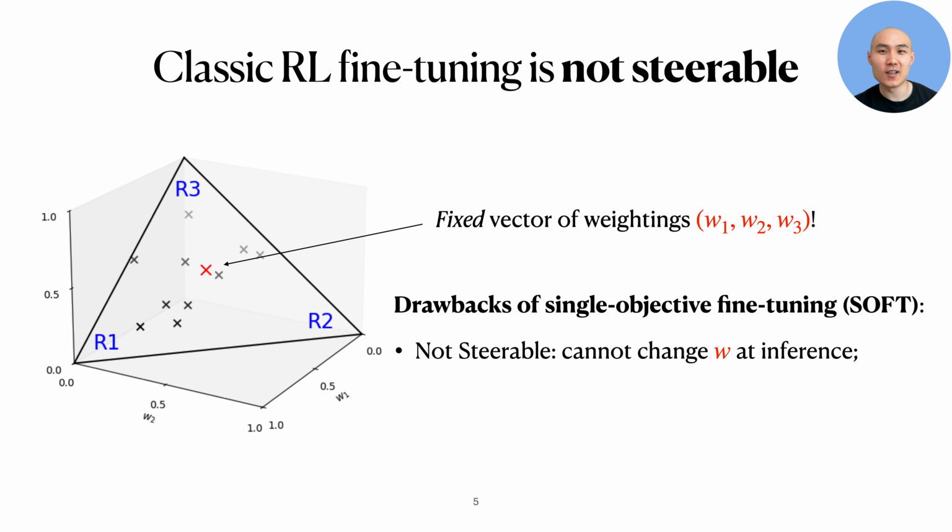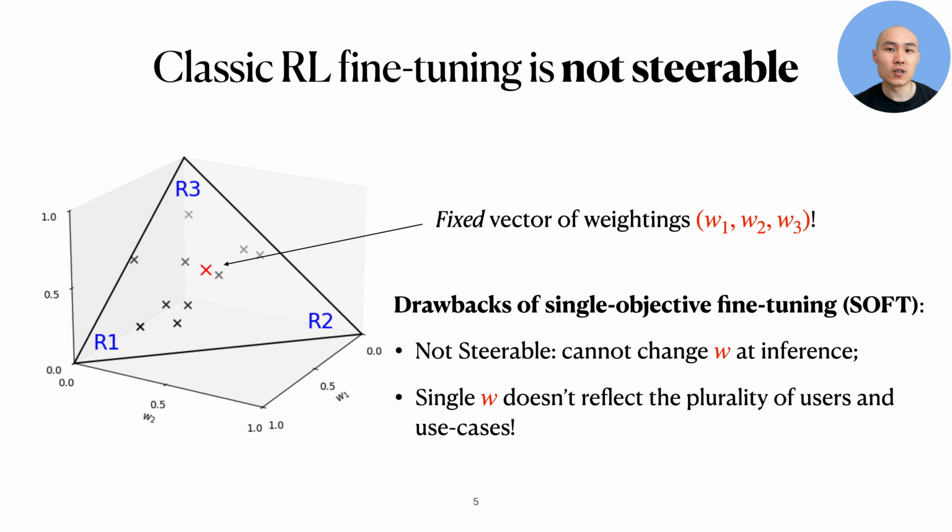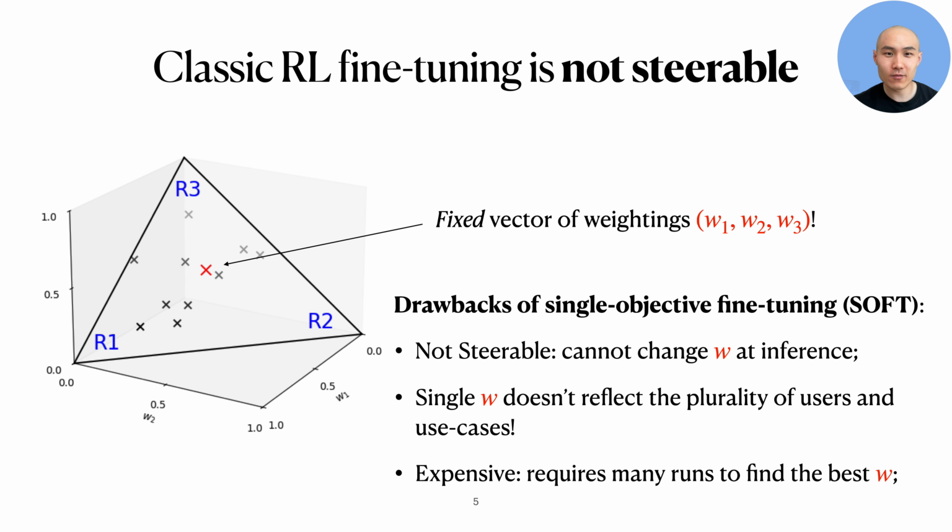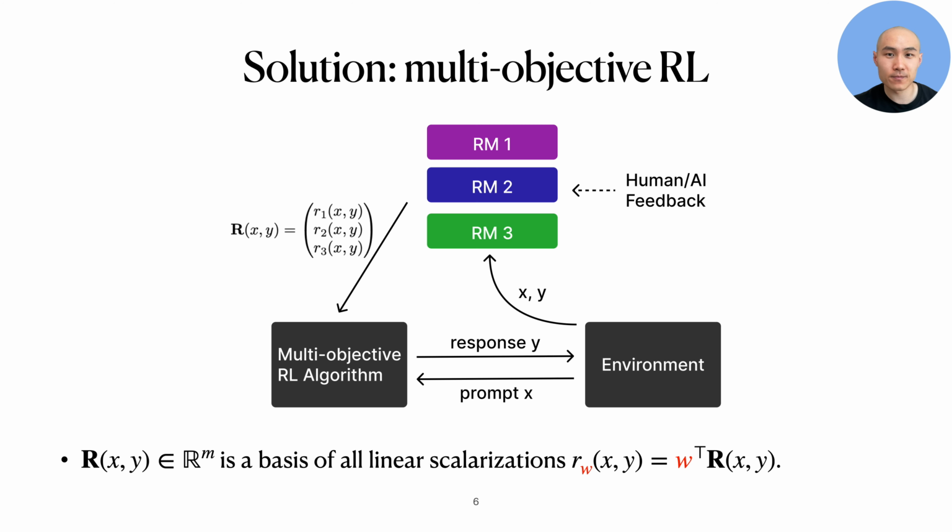First and foremost, the final model is not steerable, as the weightings vector is fixed at training time, cannot be changed at inference time. Moreover, a single objective doesn't really reflect the plurality of users and use cases, right? What we ideally want is a model whose reward can be steered to serve all users and all purposes. Finally, the reward weightings, well, they're essentially hyperparameters, and tuning them can be quite expensive.